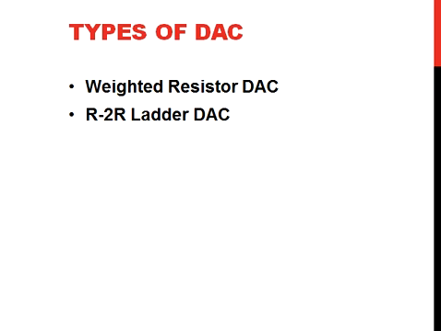There are two types of digital to analog converters: the weighted resistor digital to analog converter and the R2R ladder type digital to analog converter. In your syllabus, we only need to study the R2R ladder digital to analog converter, but we need to discuss what is meant by the weighted resistor digital to analog converter.